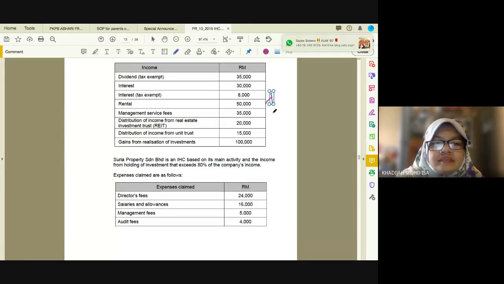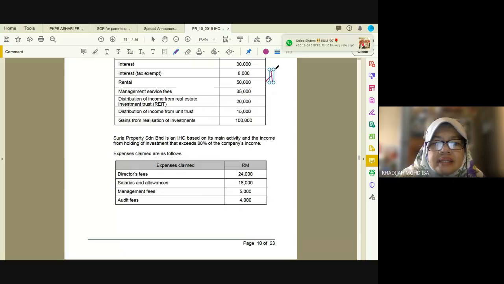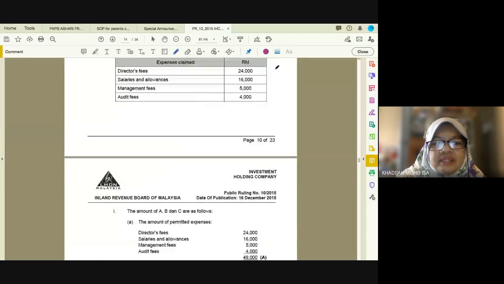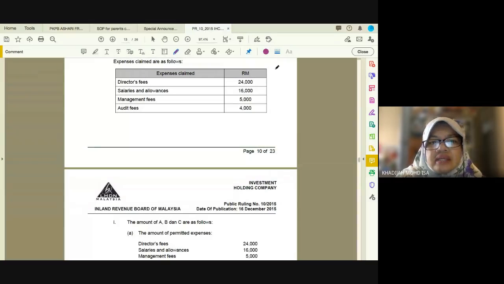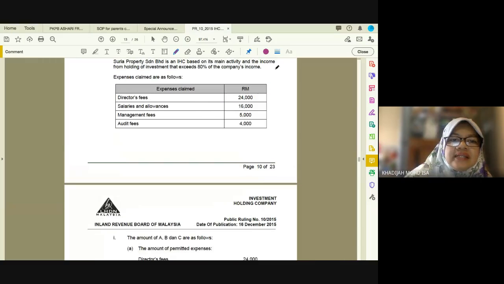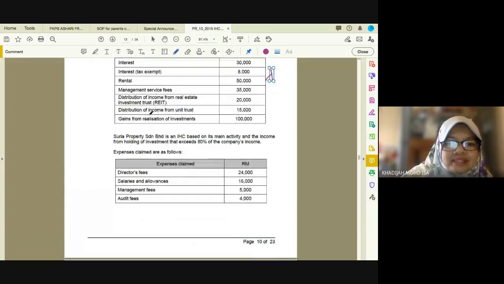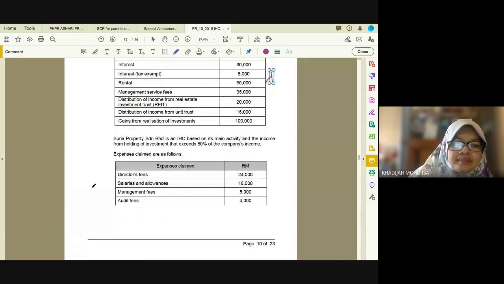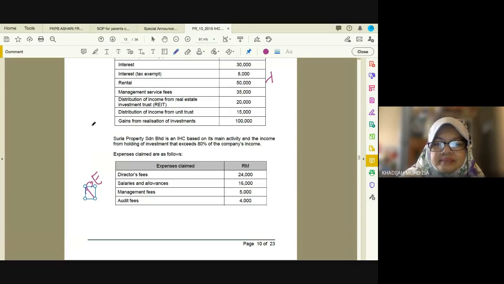Surya Property is an LIC based on main activity and income of more than 80%. Expenses claimed are as follows: directors' fees, salaries and allowances, management fees and audit fees. Looking at the list of these expenses, you know that all of them fall under permitted expenses, so you can take all the expenses incurred in order to compute your PE.